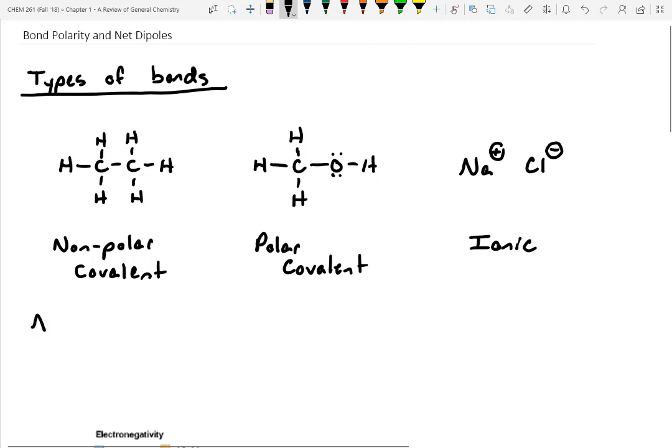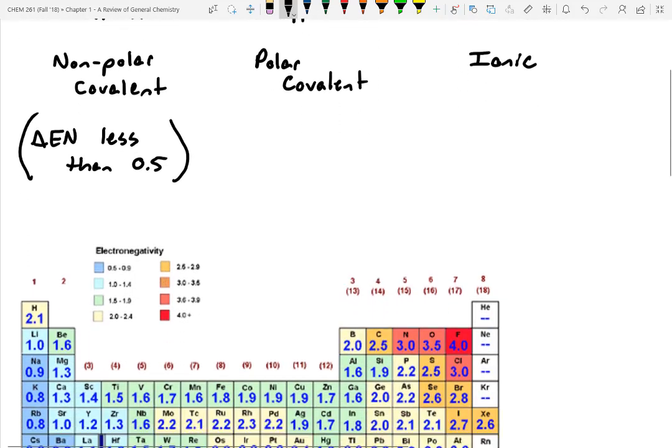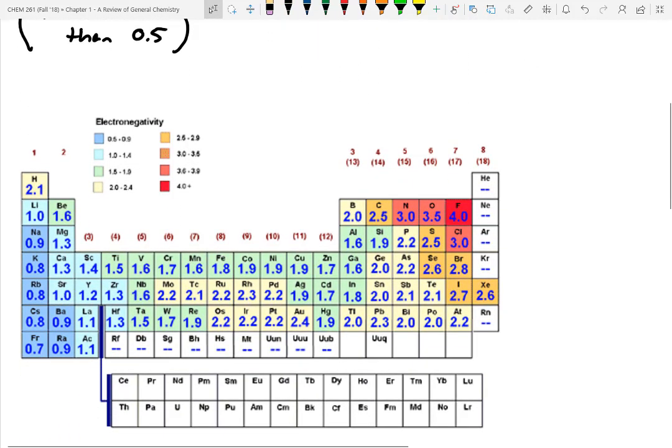In general, if you've got a difference of electronegativity less than 0.5, you tend to be classified as nonpolar covalent. So for example, if we look at an electronegativity table and we look at carbon and hydrogen, see carbon's 2.5, hydrogen's 2.1, difference of 0.4. That's not a very big difference. Therefore, this is an overall nonpolar system.